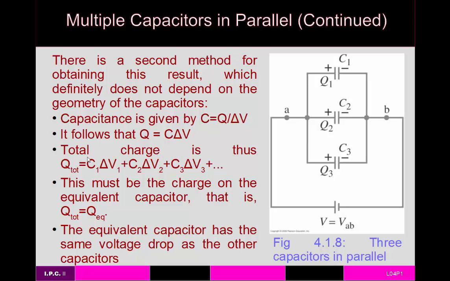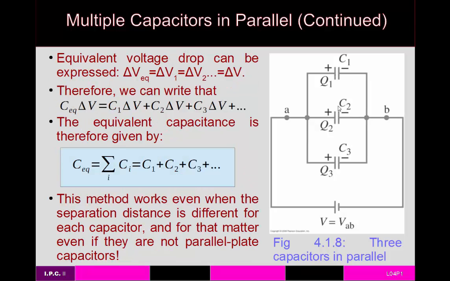So the total charge, therefore, for a set of capacitors is going to be Q1 plus Q2 plus Q3. So this is Q1, here's Q2, here's Q3. And this total charge stored on all 3, or more, or 2, capacitors must be equal to the charge that would have been stored on an equivalent single capacitor. So we write that as Q total equals Q equivalent. And the equivalent capacitor also has to have the same voltage drop as the other capacitors because it's hooked up to the same battery.